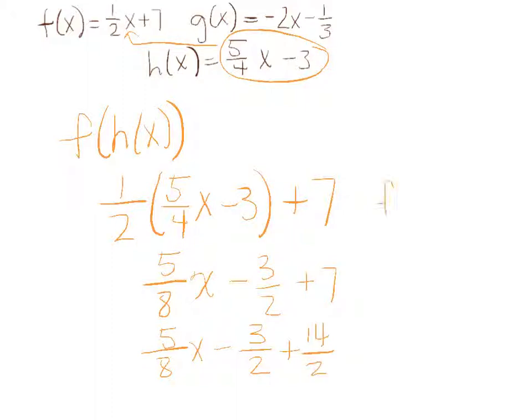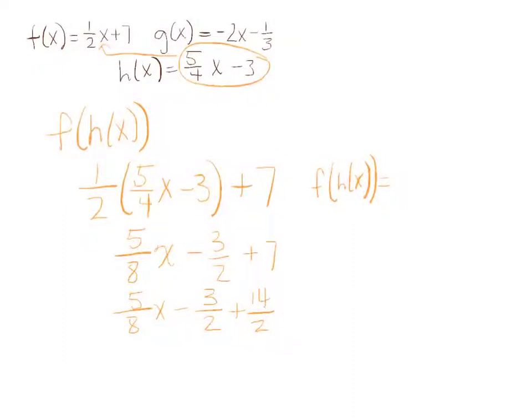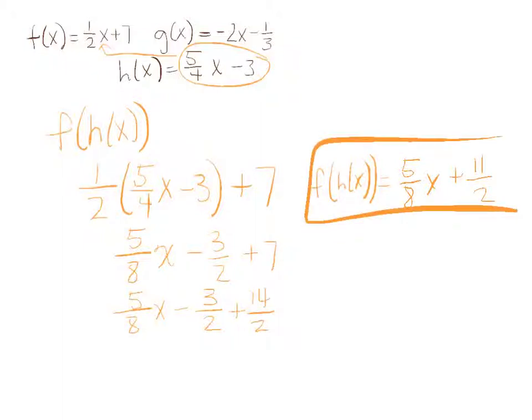And so f of h of x is going to equal 5/8 x, and then -3 over 2 plus 14 over 2 equals 11 over 2. All right, one more on this one.